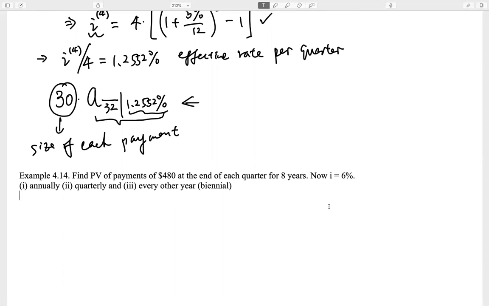Part A, what do we have? It's doing notation. So let's work out this. So now I have the size of each payment is $480. So I need to convert it to per year. What I will receive each year, so it will be times by 4. So that's the total amount, annual payment.